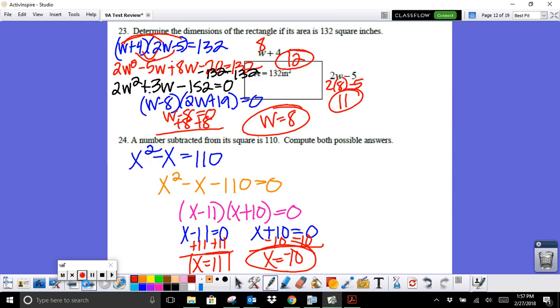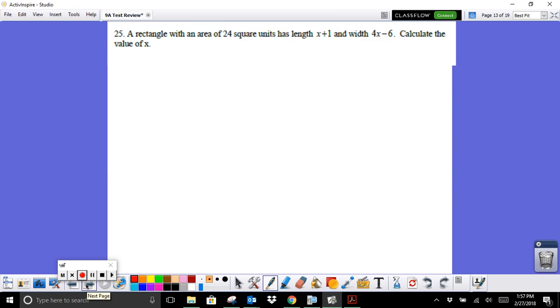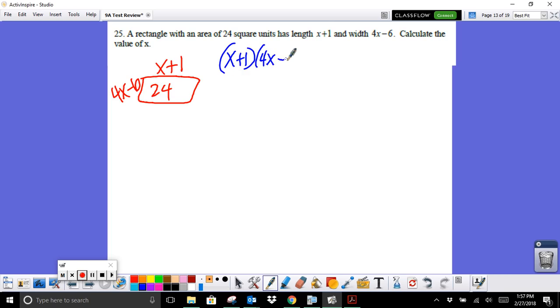Number 25, a rectangle. So I have a rectangle with an area of 24 square units, has a length of x plus 1 and a width of 4x minus 6. We need to get the value of x. So I have x plus 1, length times width. So x plus 1 times 4x minus 6 equals 24.